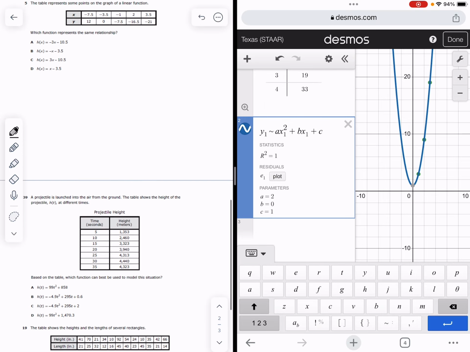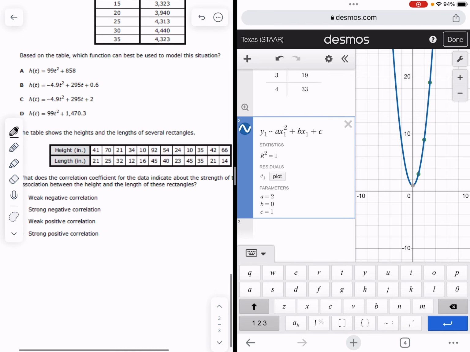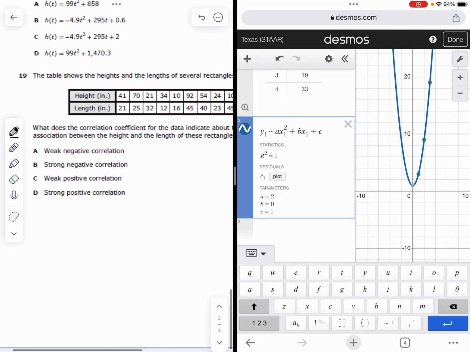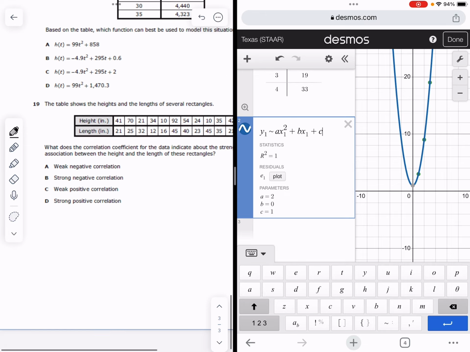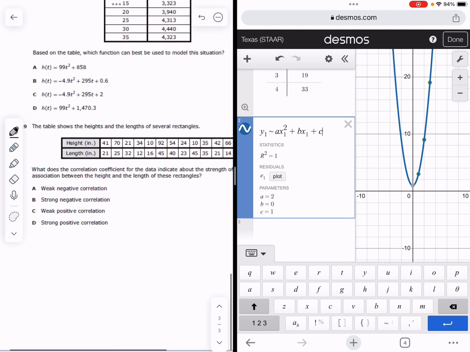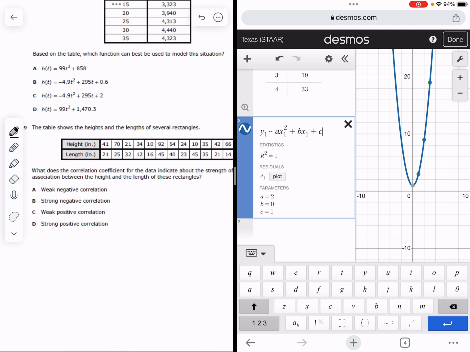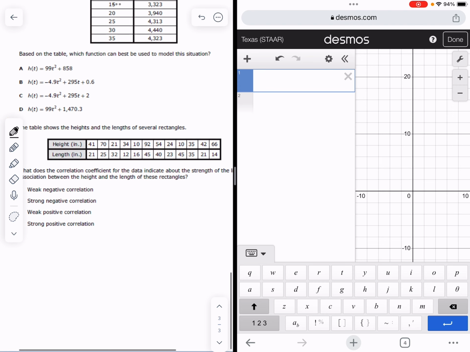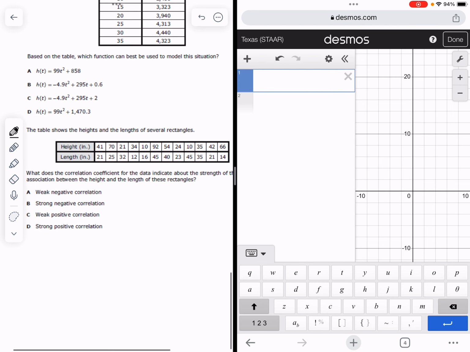And so the only one I need to talk about is number 19. And so I'm going to skip to this last question, number 19. And so whenever you're doing regression, you have to enter every single data point. And so for this table, there's a lot. You got to type all of them.